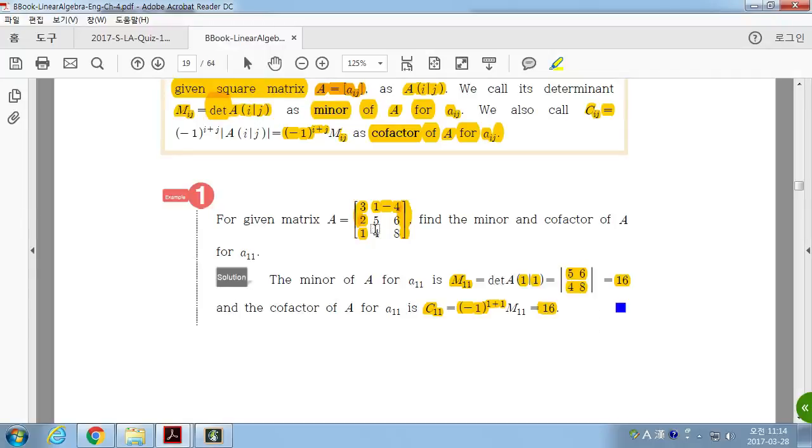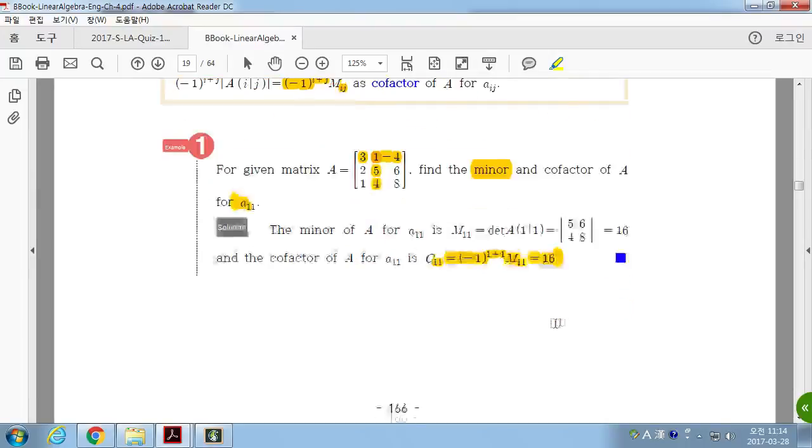What about A12, the M12? The minor of A for A12: delete the first row and the second column. Then we have this matrix. The determinant of this is 16 minus 6, so 10. And (-1) to the 1 plus 2 is 3, which is odd, so it's a minus. So the cofactor is going to be -10.